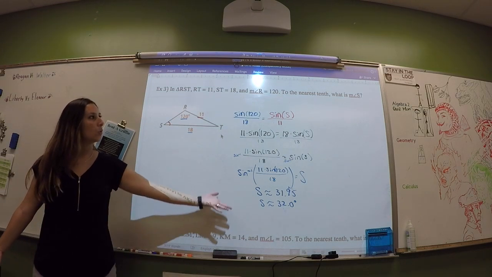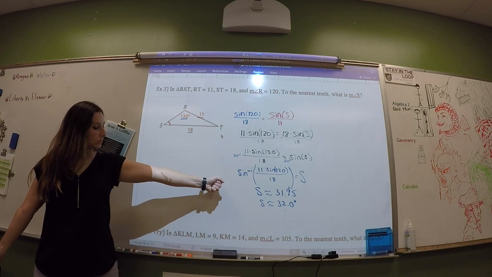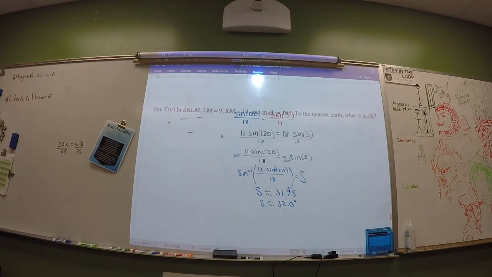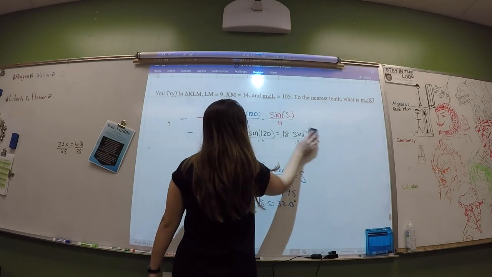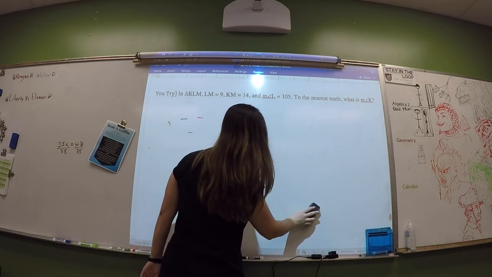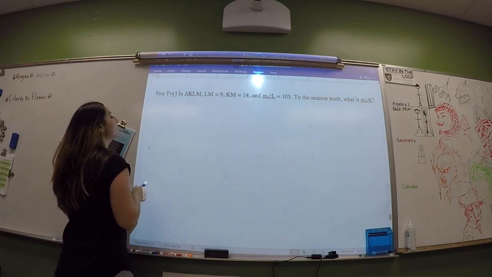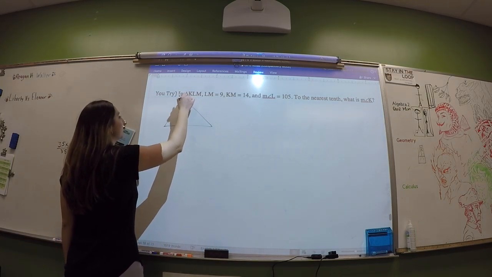You try. Questions? No. Will you draw it for us? I can, but you've got to get good at drawing it yourself. Alright, so KLM, so draw a triangle. Label it KLM.